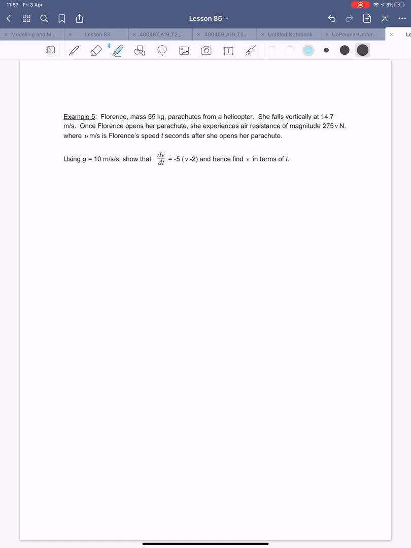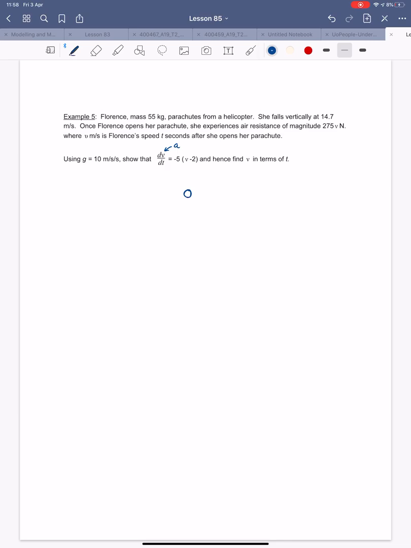One more of these. Florence, mass 55, parachutes from a helicopter. She falls vertically at 14.7 metres per second. Once she opens a parachute, she experiences air resistance of magnitude 275 V newtons, where V metres per second is Florence's speed t seconds after she opens a parachute. Using g is 10 metres per second squared, show that dv/dt, remember that's a, acceleration, the rate of change of velocity with time, is minus 5v minus 2, and hence find v in terms of t.